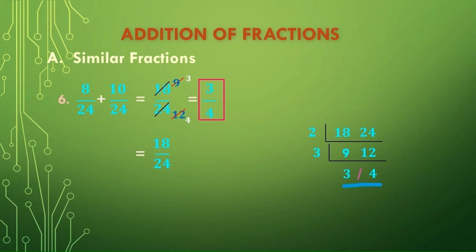If we get the product of 2 and 3, it will give us 6, which is the GCF. To reduce 18/24 to lowest term, let's divide it with the GCF, which is 6. Here goes. 18 divided by 6 is equal to 3. 24 divided by 6 is equal to 4. The simplest form of 18/24 is 3/4.